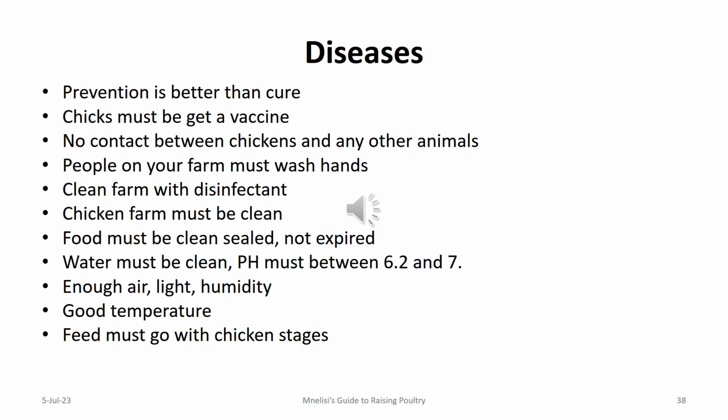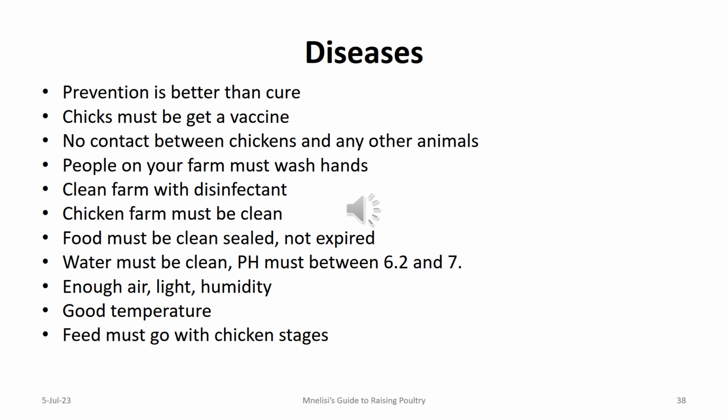Chickens must get a vaccine. There should not be any contact between chickens and any other animals. People on your farm must wash hands. Chicken farm must be clean all times. Clean your farm with disinfectant. Feed must be sealed and not expired. Water must be clean. pH must be between 6 and 7.